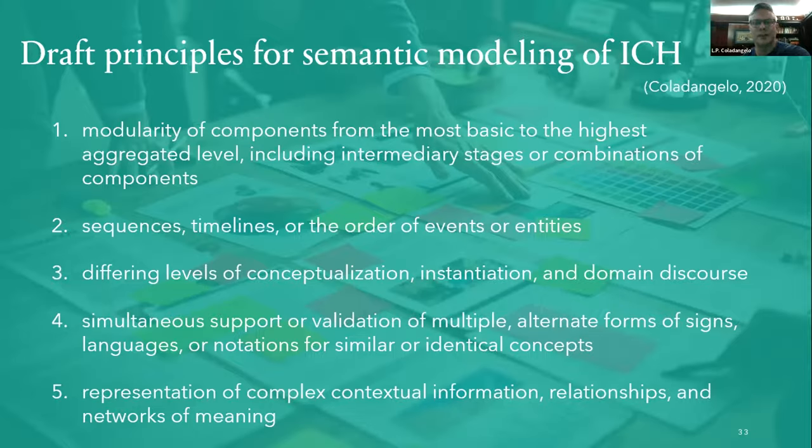Modularity of components from the most basic to the highest aggregated level, including intermediate stages, sequences, timelines, orders of events, differing levels of conceptualization, instantiation, and domain discourse. Similar to that is this notion that there were written forms, oral forms, and then embodied forms. Simultaneous support or validation of multiple and alternate forms of signs. Ways in which, say, the same story is told multiple times using different kinds of language by different storytellers, but they all share a single origin. And finally, representation of complex contextual information, relationships, and networks of meaning.